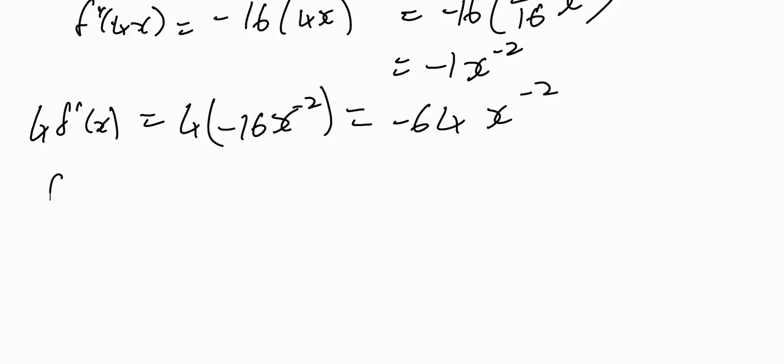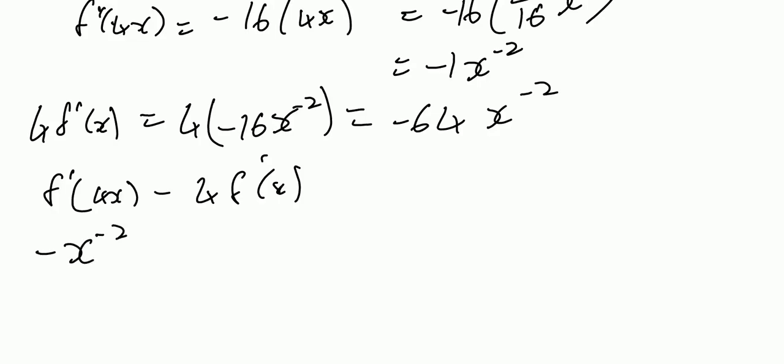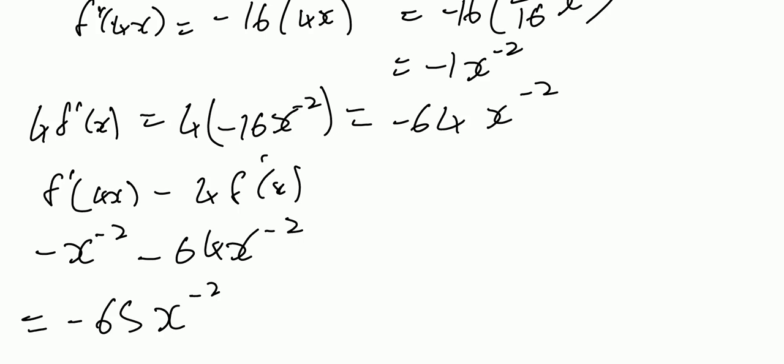They are saying determine f prime 4x minus 4 f prime x. We have calculated them, which is minus x to the power negative 2 minus 64 x to the power negative 2. But you can see that these are like terms because they contain the variable x to the power negative 2. So that means this is the same as minus 65 x to the power negative 2.